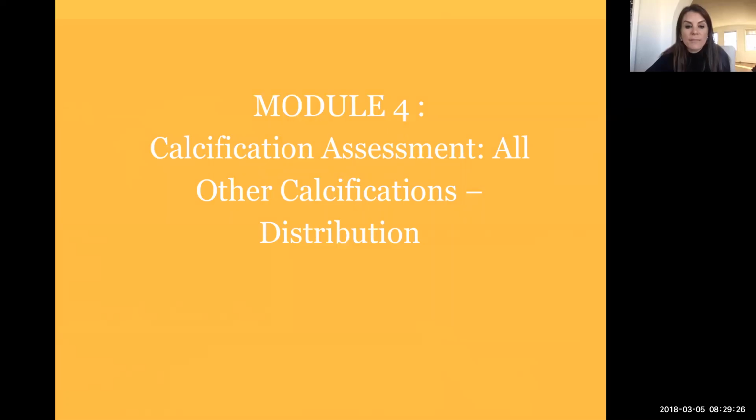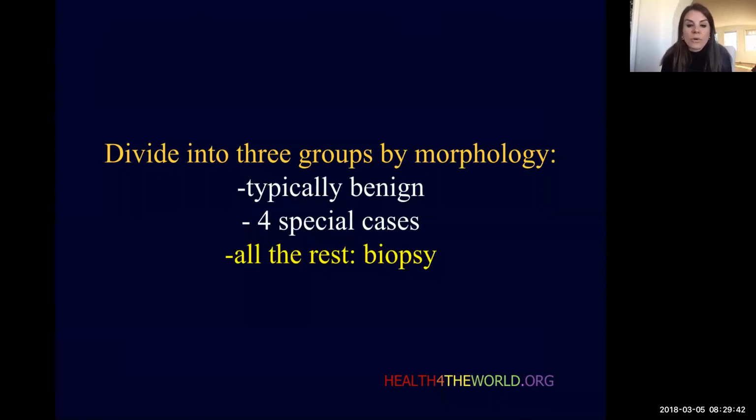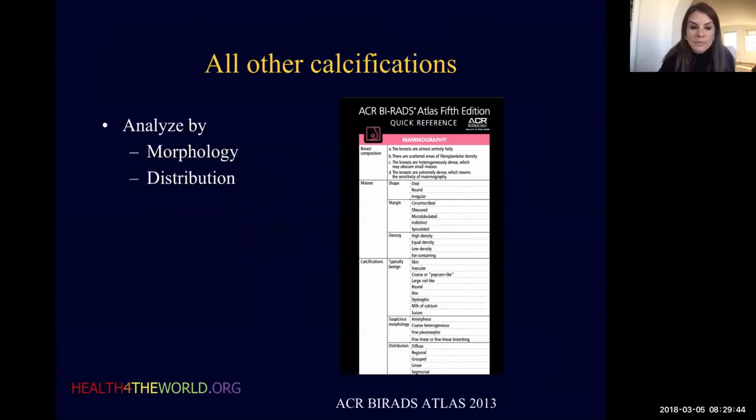Move on to Module 4, where we're going to talk about how we can assess all other calcifications in the breast, so not those on our characteristically benign list that we reviewed or in those 4 special cases. I'm going to first talk about distribution. For all other calcifications, BI-RADS allows us to come to an appropriate assessment and management if we look at both their morphology as well as their distribution.